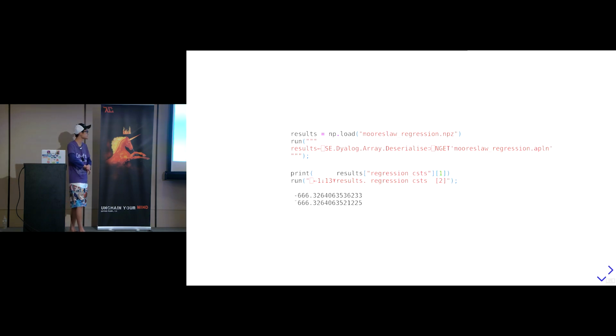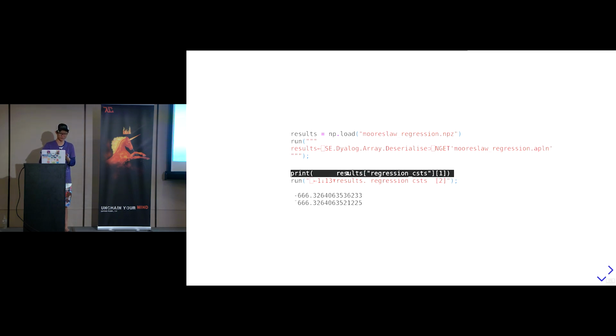Okay, and let's view our results. You can load an npz file with np.load. You can load an APL namespace file with native get. This little sideways U here is a pick, so you're picking the first element of NGET because that's the format of the output. Then you call Dyalog.Array.Deserialize to deserialize it into your result.